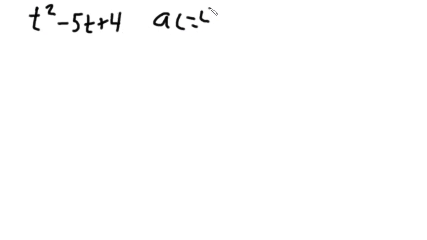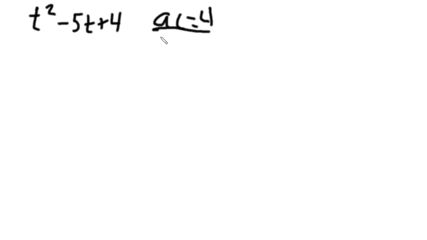Okay, so in the case where it is 1, we'll have something that looks like t squared minus 5t plus 4. So let's review our steps again. The first thing is we want to multiply a times c. So a in this case is 1, c is 4. So 1 times 4 is 4.